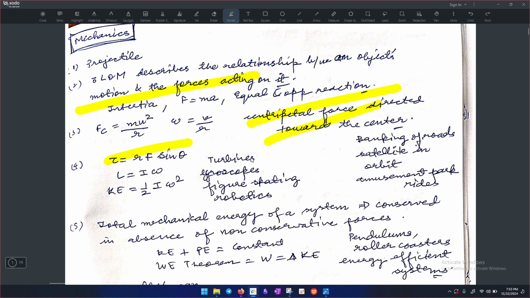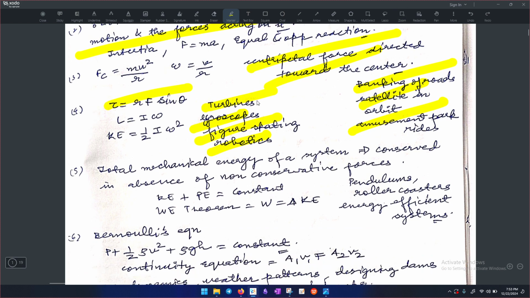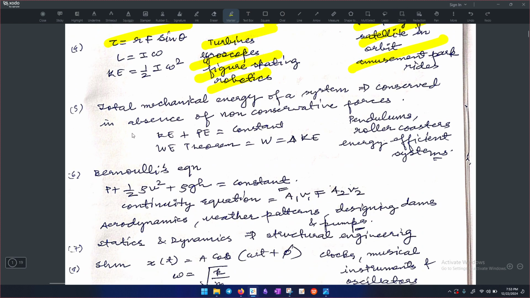This rotational motion is used in turbines, gyroscopes, figure skating, and robotics, while this circular motion is used in banking of roads, satellites in orbit, amusement park rides. Total mechanical energy of a system is conserved in the absence of non-conservative forces, which means that kinetic energy plus potential energy is constant. This law is used in pendulums, roller coaster rides, energy efficient systems.